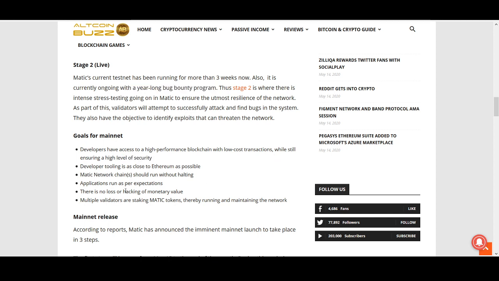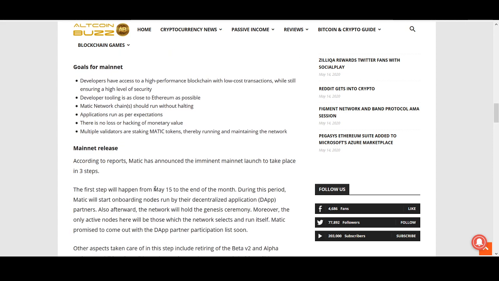To achieve security and decentralization is quite difficult, so Matic is trying to do that. So the mainnet release is not just happening on one date, it's happening over time. May 15th is the date, but it's going to happen over time, so you'll have to keep an eye out for this move.